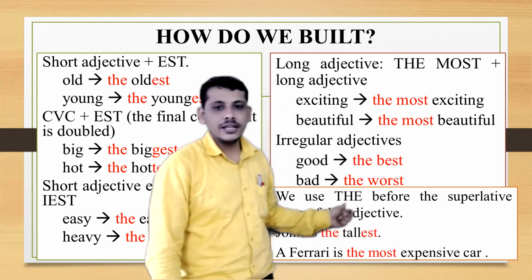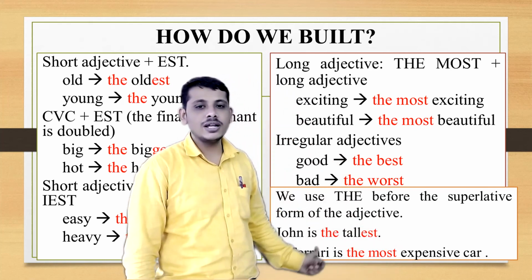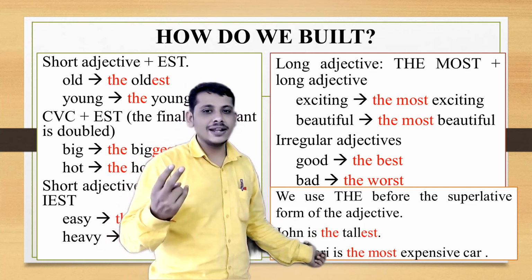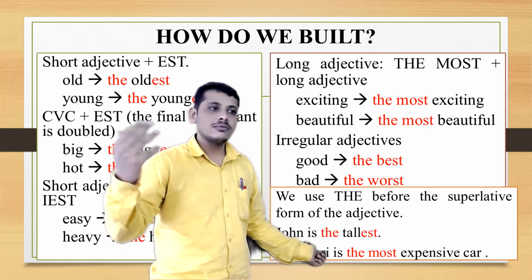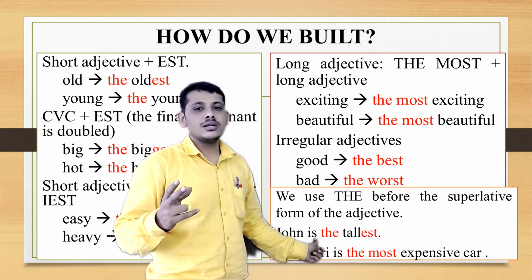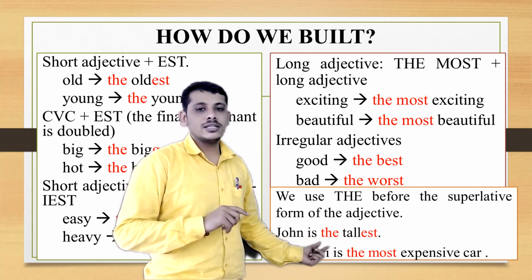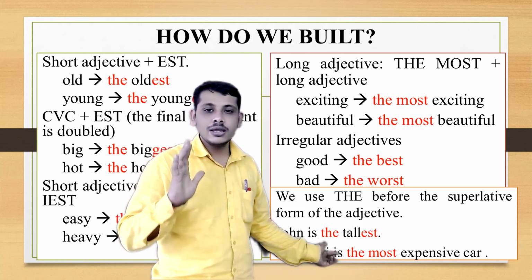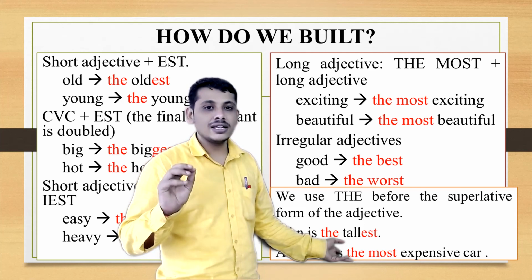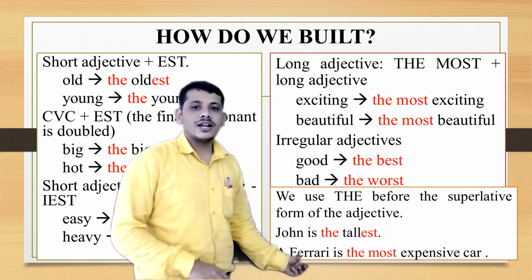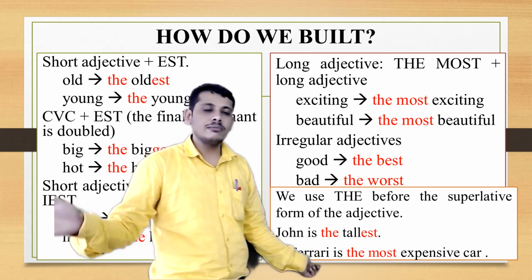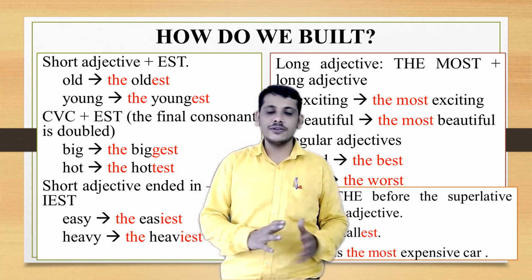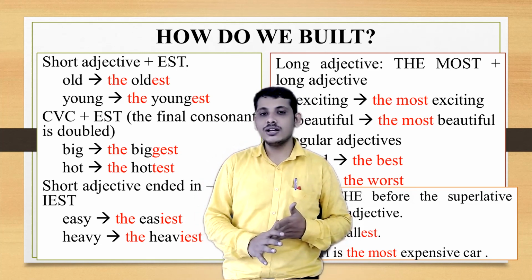An important thing is that we use the before the superlative form of the adjectives. John is the tallest. If you are comparing two persons, we'll say John is taller than Arjun. But here we have to use the before the superlative degree. This sentence means that there are many boys, and out of all these boys, John is the tallest one. We are comparing many boys, maybe more than two. At least it should be three. Ferrari is the most expensive car. Here I am comparing many cars, and out of all those cars, I am saying that Ferrari is the most expensive. I hope you understood how to make the superlative forms of the adjectives.